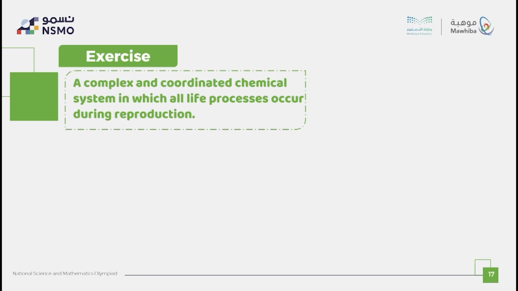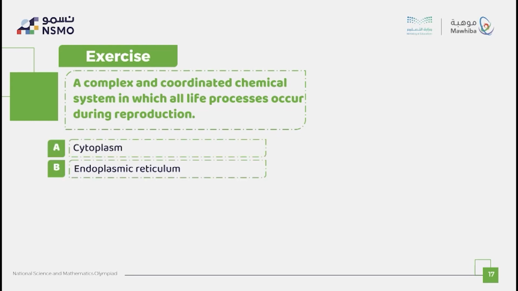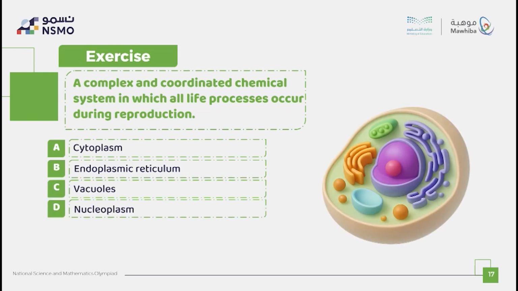Let's ask another question. A complex and coordinating chemical system in which all life processes occur during reproduction. Is it the cytoplasm, endoplasmic reticulum, vacuole, or nucleoplasm? Why is cytoplasm the right answer? Let's think about it. We know that cytoplasm is the gel-like fluid that fills the whole cell, here, the green one. And it also contains enzymes, molecules, and organelles needed for all major life processes.